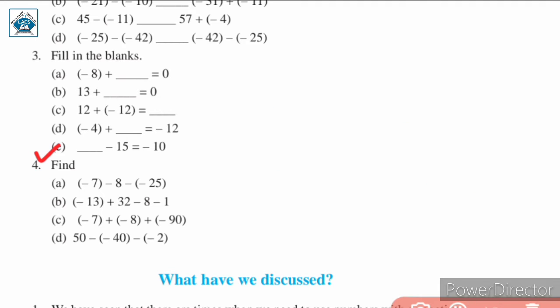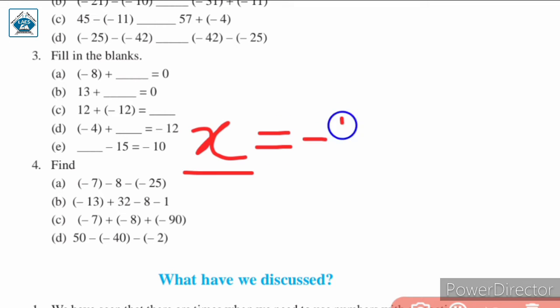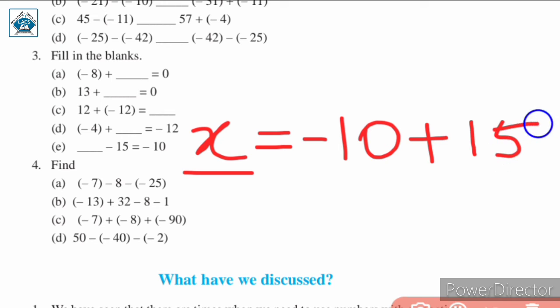In the next question also, dash minus 15 is equal to minus 10. अब यहाँ पे minus 10 है, then obviously the answer will be less than 15. So to find out, let us take x in the blank space. We don't know what is in the blank space, so we are taking any x in the blank space. And as I told you before, this is equal to minus 10 plus 15. How did it become plus 15?